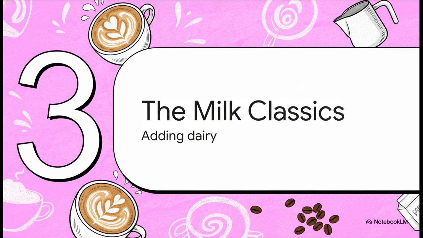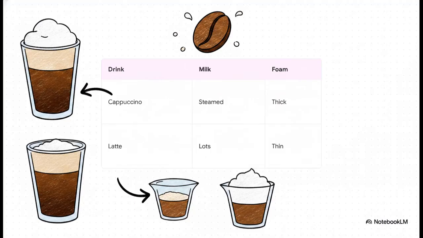Section 3, the milk classics. Yep, we're adding dairy to the equation. When we start talking about milk-based drinks, it honestly all comes down to basic anatomy and ratios. Let's compare two absolute heavyweights of the cafe menu, the cappuccino and the latte. So, for a cappuccino, you're combining your espresso base with steamed milk, but the key defining characteristic here is a very thick layer of milk foam on top. That specific balance gives you a really rich yet smooth taste.